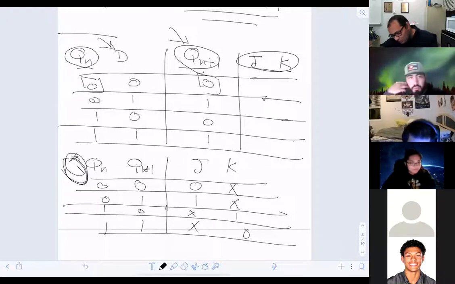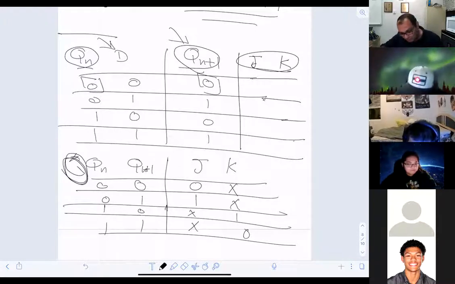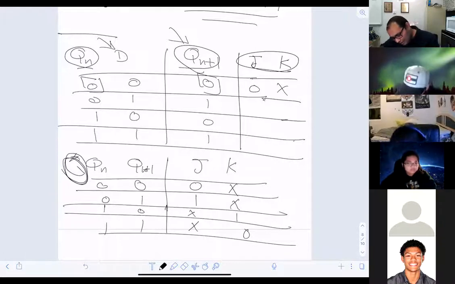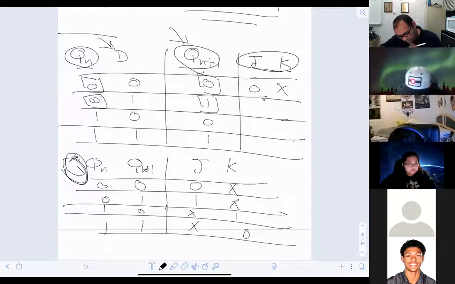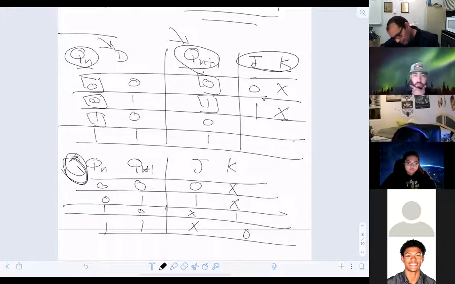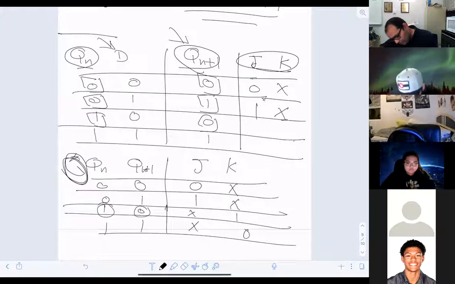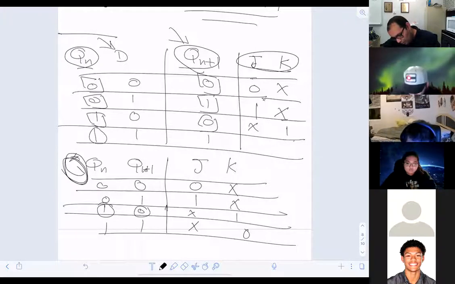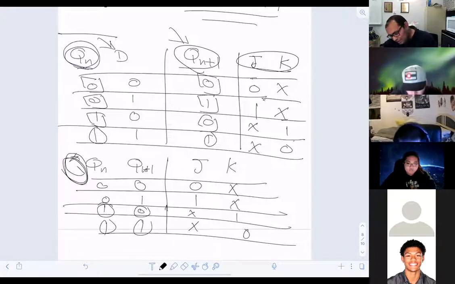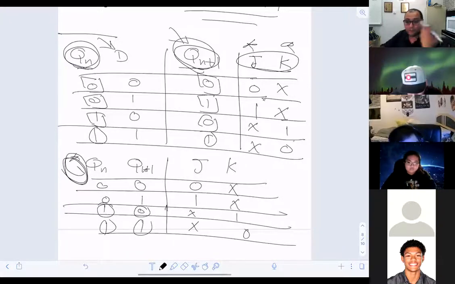Qn 0, Qn plus 1 is 0, right? Good. So that means this is going to be 0x. Qn 0, Qn plus 1, 1. 1x, right? 1 0 1 0 x 1 1 1 1 1 x 0. Congratulations, we are done. So basically, based on this Qn plus 1, you already generated the JK out of the available characteristic table of the required, right?